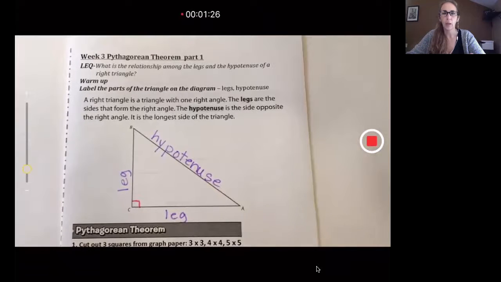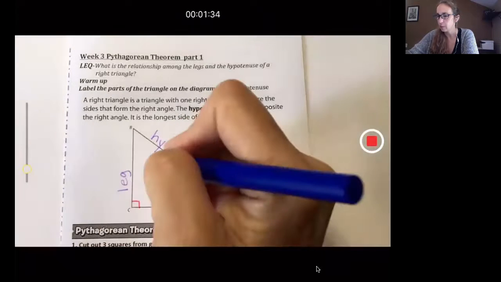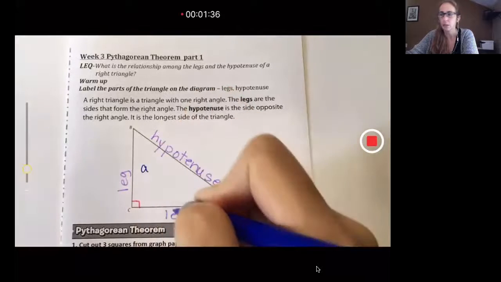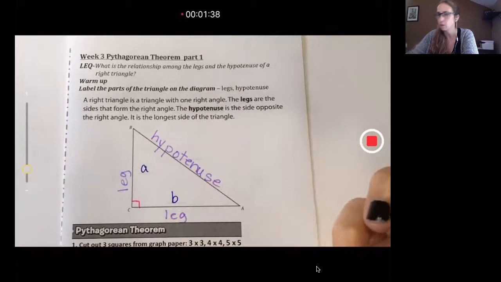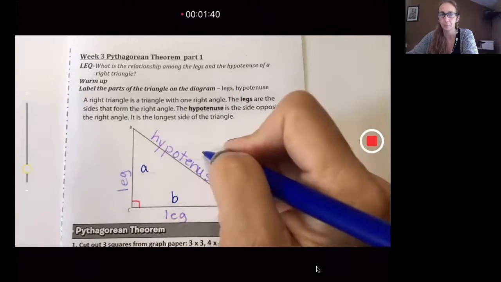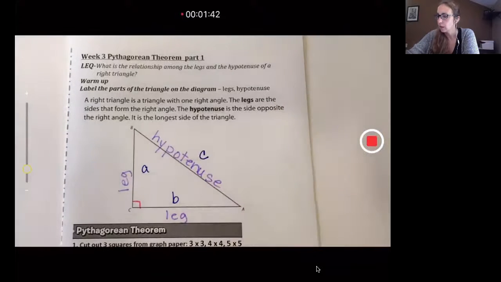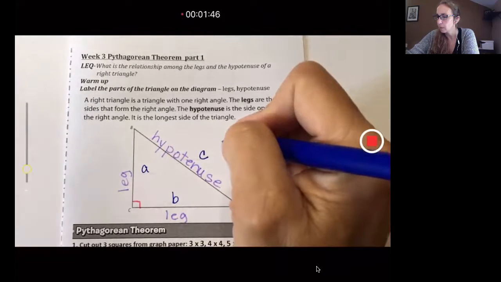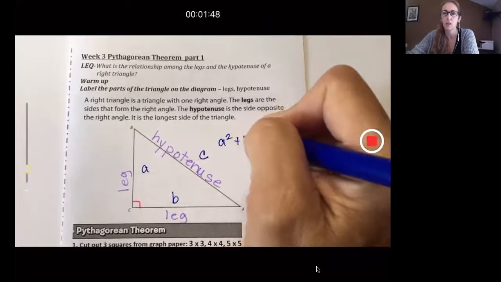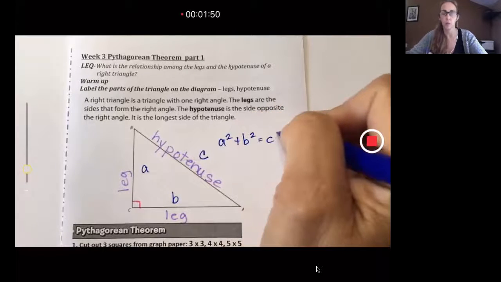Now, when we're looking at the Pythagorean theorem, you'll notice that each of these sides is labeled with a variable. You have A and B, which are our legs, and then you have C, which is the hypotenuse. And you're going to see A squared plus B squared equals C squared, which is our formula for right triangles.